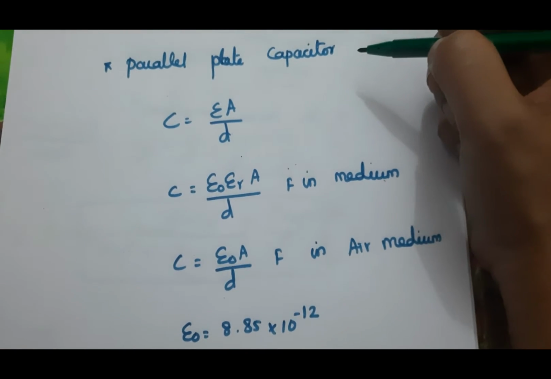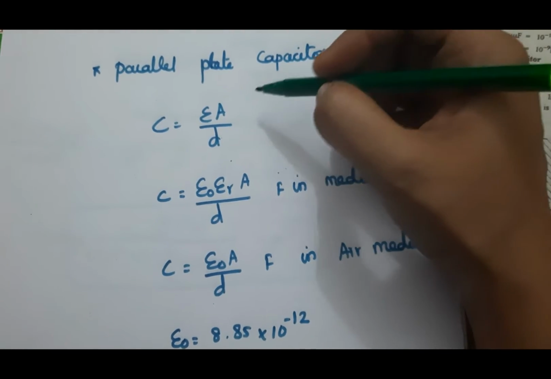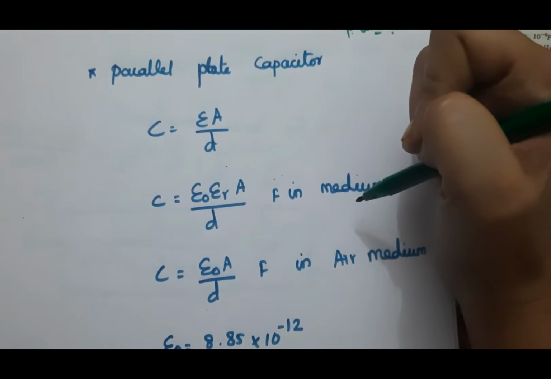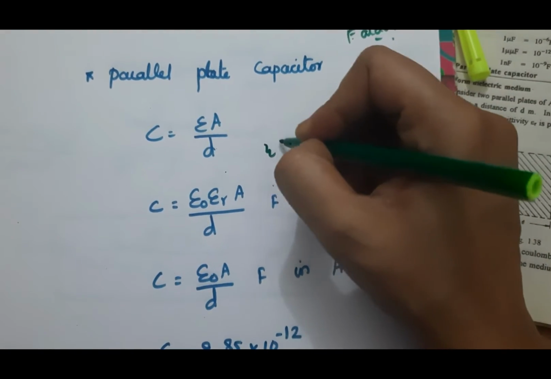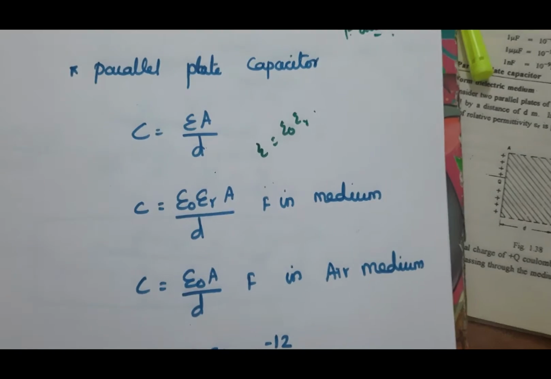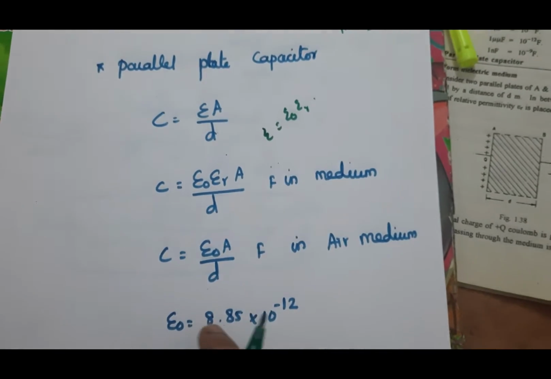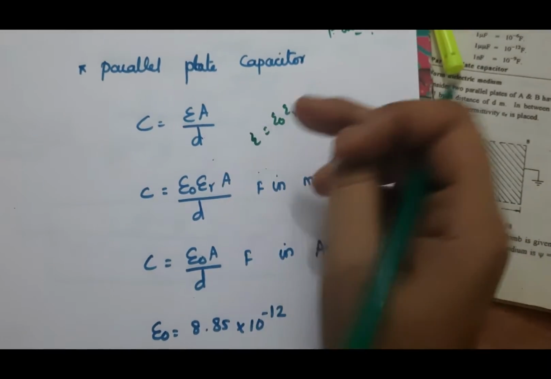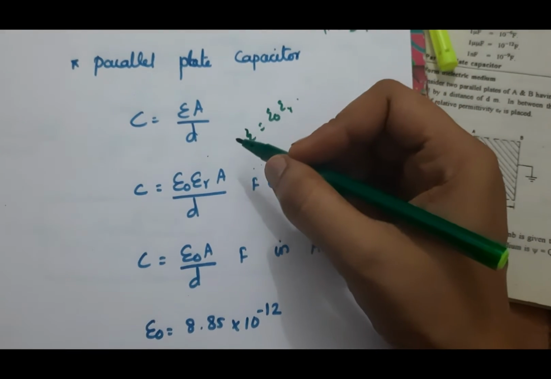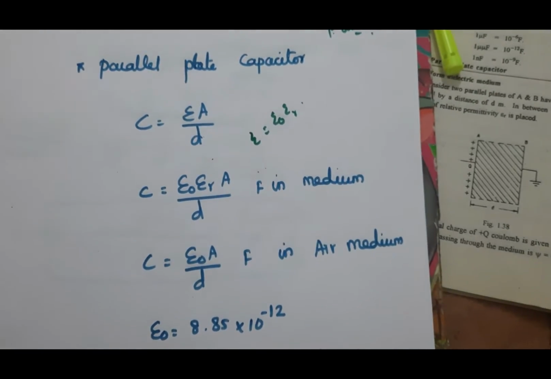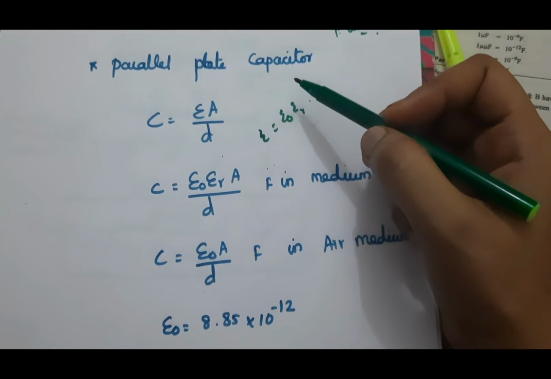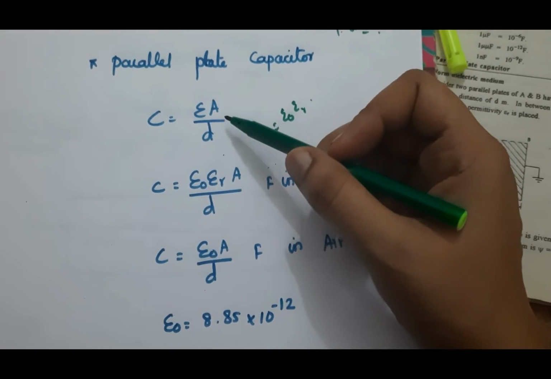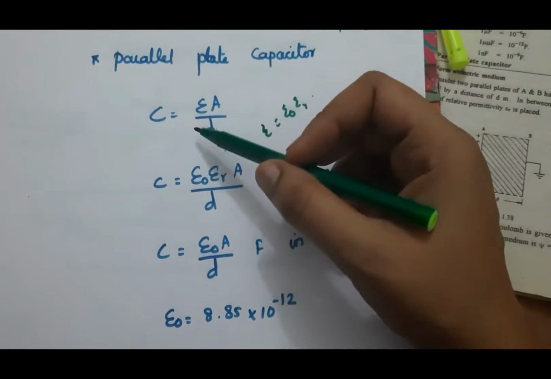The equation for finding the capacitance in a parallel plate capacitor is C is equal to epsilon A divided by D. In any medium, epsilon is equal to epsilon naught epsilon r, where epsilon naught is the permittivity of free space, 8.85 into 10 to the power minus 12, and epsilon r is the relative permittivity of that medium. A is the area and D is the distance between the two plates. By applying each value in this equation, we can find the capacitance value.